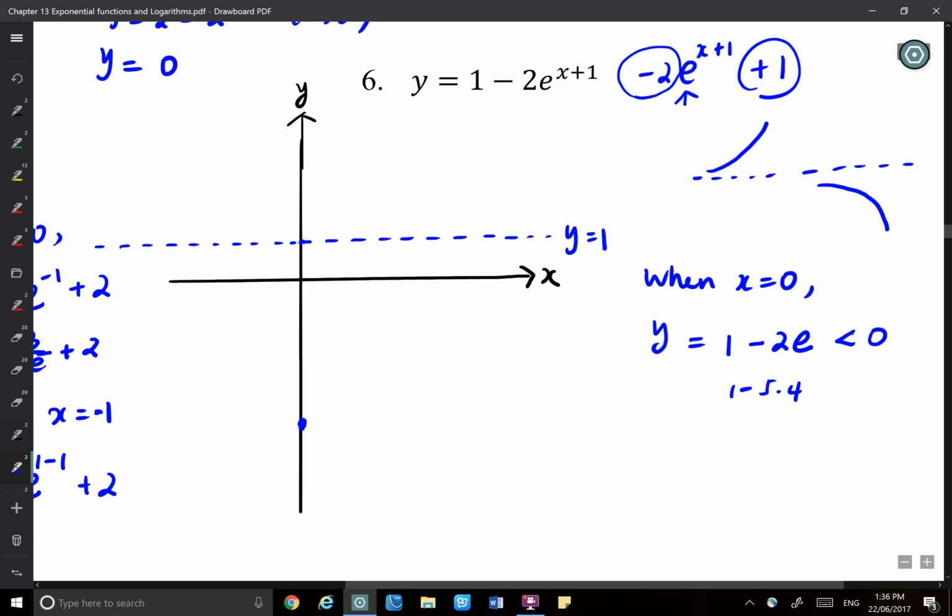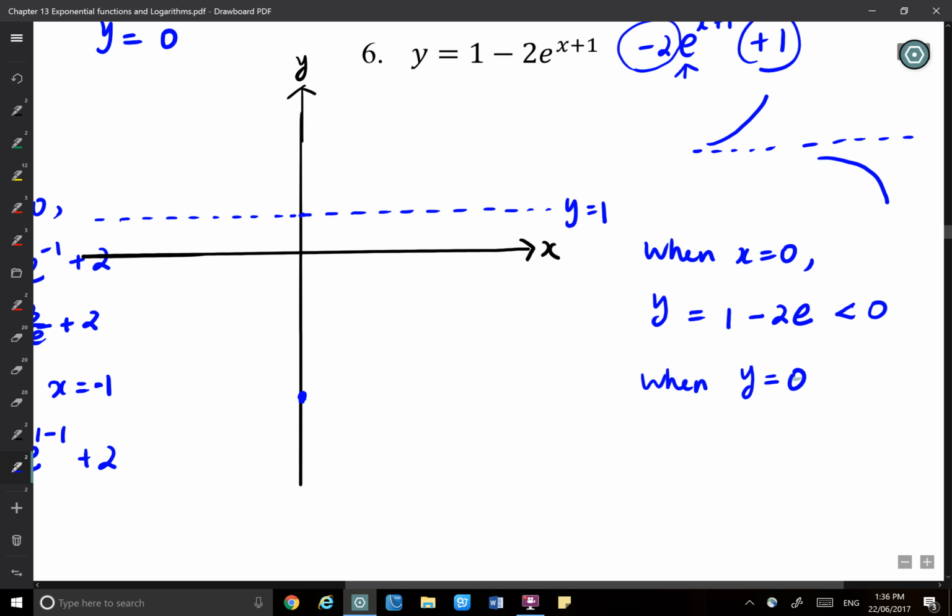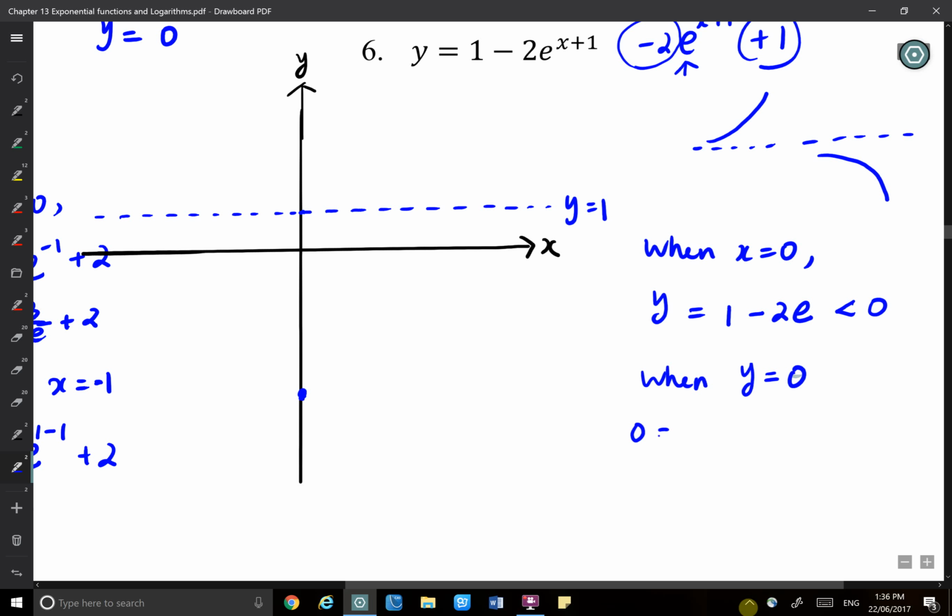Well, it's about here. And I would say there will be an x-intercept. You can see, right? There will be an x-intercept. So if there's an x-intercept, I will make y equals 0. I'm not really interested in another point. When y equals 0, okay, 0 equals 1 minus 2e^(x+1).